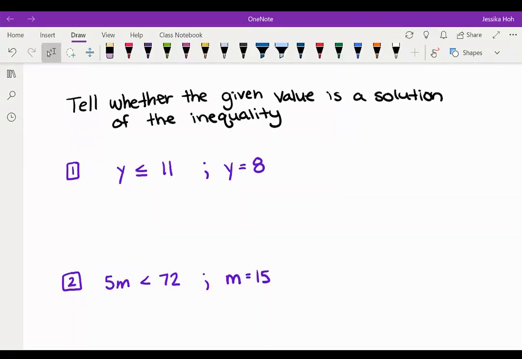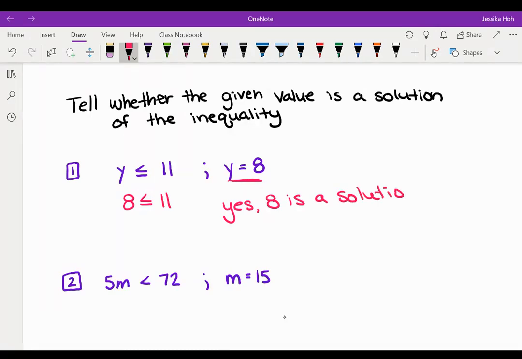All right, tell whether the given value is a solution of the inequality. y is less than or equal to 11. When we have y equals 8, does our inequality make sense? If I plug 8 in for y, 8 is less than or equal to 11. Is 8 a solution? Yes. Does this mean that 8 is the only solution? No, there are a whole bunch of other solutions. Anything 11 and below would make this inequality true.